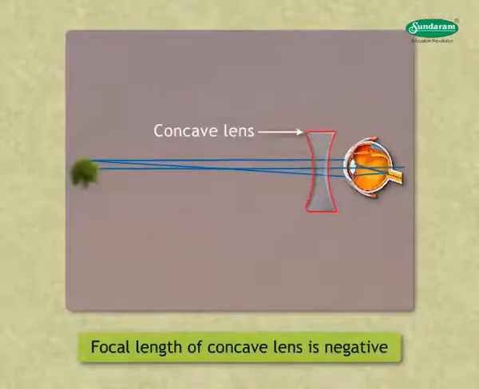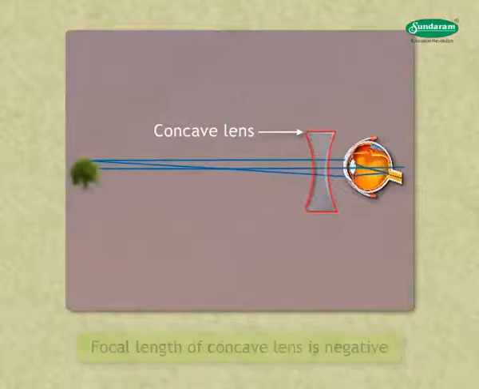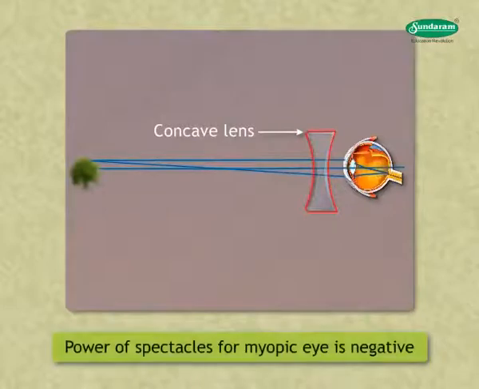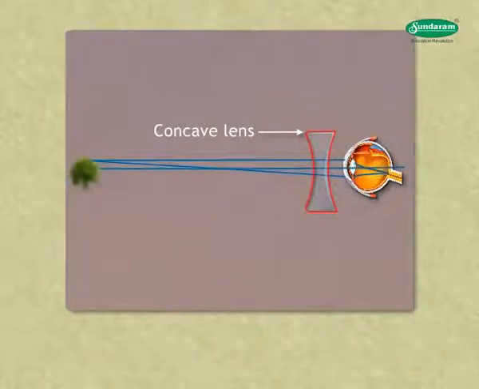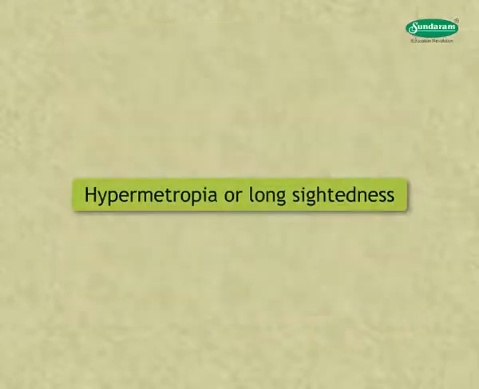The focal length of concave lens is negative, so the power of spectacles for myopic eye is negative. Depending on the degree of defect, the power of concave lens is different for different eyes.